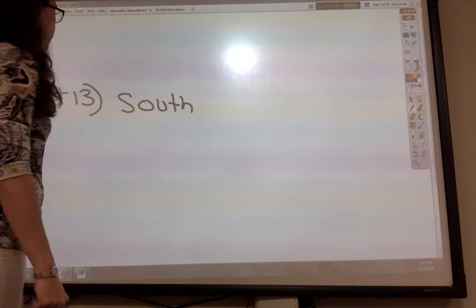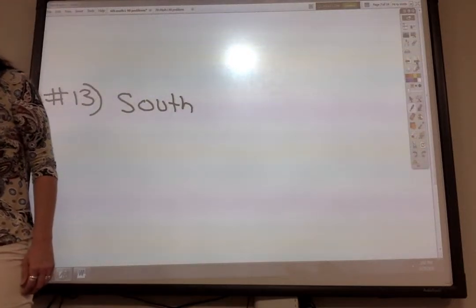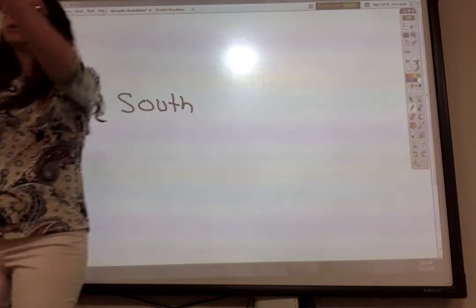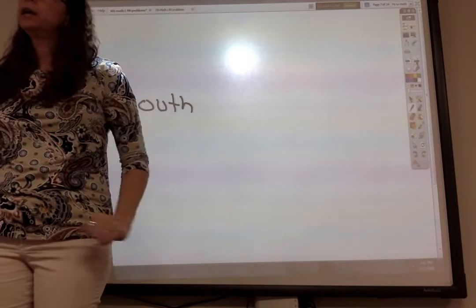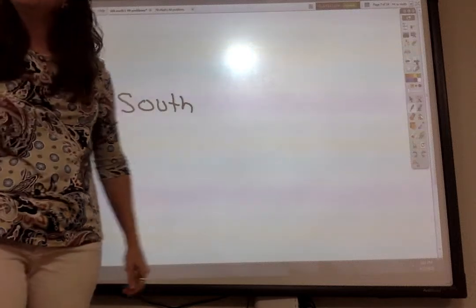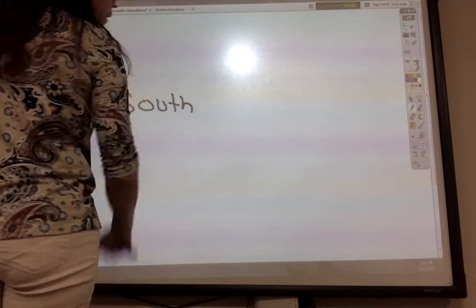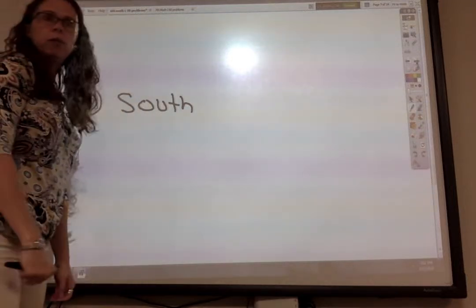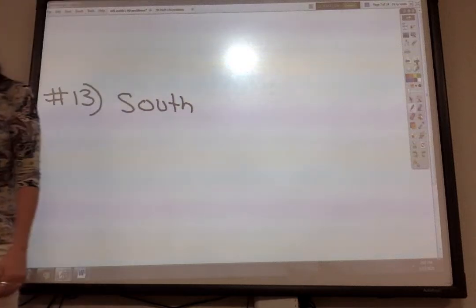Number 13. It says in our book that Ollie was facing north. North is this way in this classroom. It's toward the back of the classroom. It says he turned 180 degrees to the left. That means he's facing south now. If you make a 180 degree turn, you're facing the opposite direction. So he's facing south now.